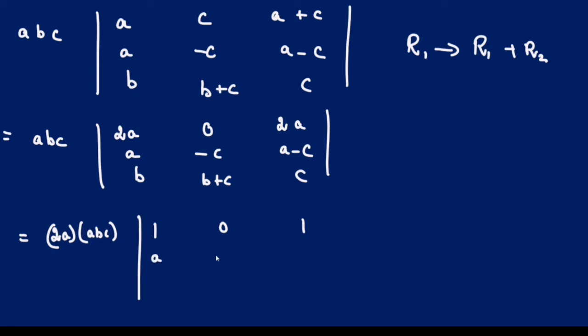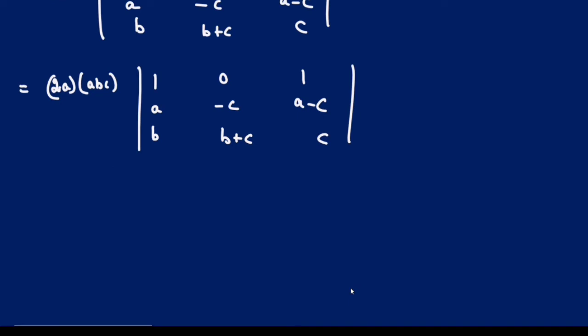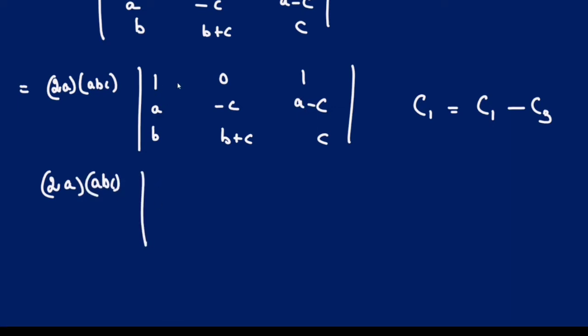And second row as it is: B, B plus C and C. Now can you bring one more 0? So it will be easy for you to expand. C1 and C3 you can subtract. Isn't it? C1 and C3. So this will become now 2A, ABC. Subtract: 1 minus 1. Column 1 and column 3 I am doing. I am not touching column 2. Column 1 minus column 3, 0. 1 minus 1, 0.